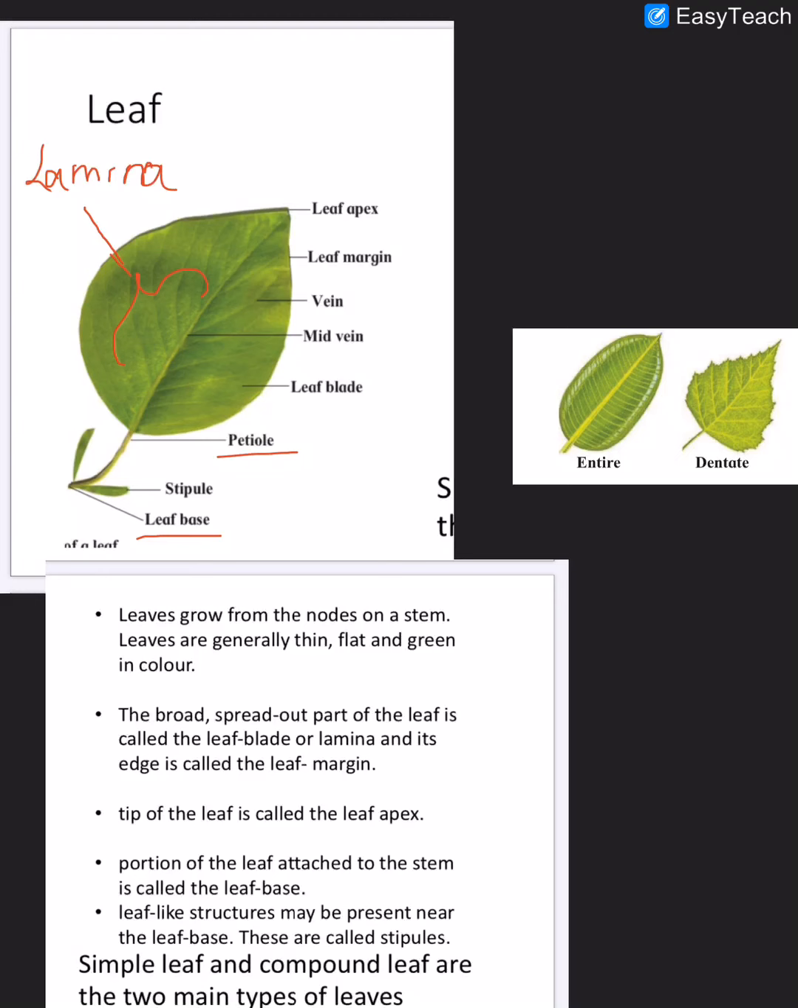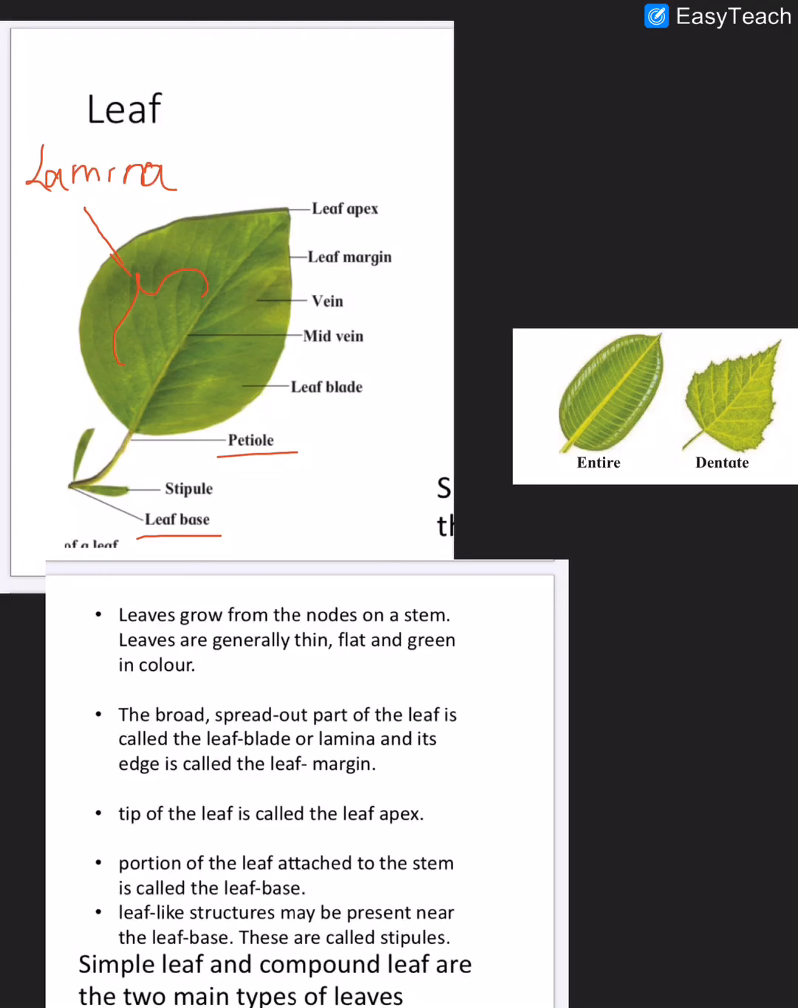What are the functions of a leaf? Leaves prepare food using water, minerals, and carbon dioxide in the presence of sunlight, and the process is called photosynthesis. And also leaves remove excess water from plants through transpiration. So now we know the functions of a leaf, and there are three main parts of a leaf.